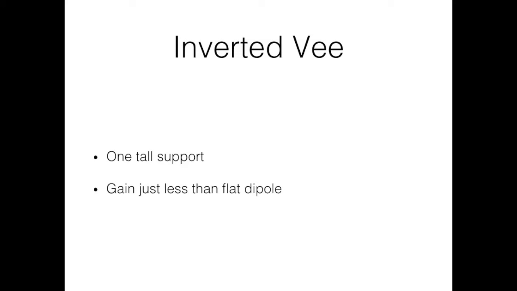Now, the horizontal dipole is going to require two supports, two trees, two towers, or between the house and a tree or whatever. Other orientations, such as a sloping dipole, can require just one tall tree or one support. The inverted V also requires just one tall support, and the gain is just a little bit less than a flat dipole. So in many cases, an inverted V is also an excellent antenna.